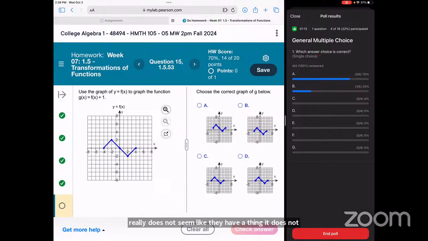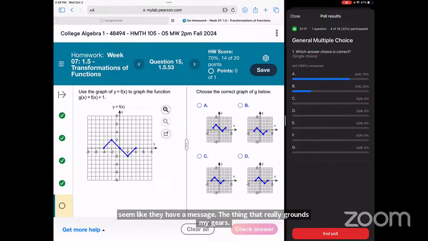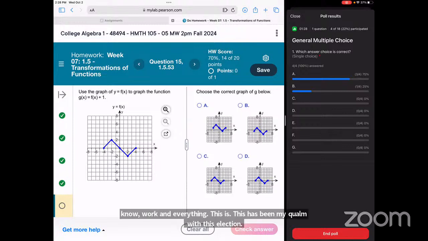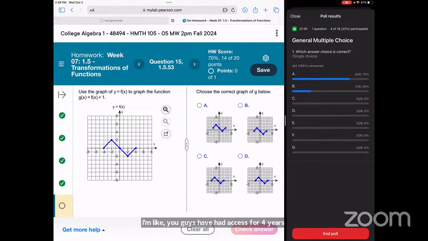The thing that really grinds my gears is they're so willing to give money to illegal immigrants, to Israel, and to Ukraine, but they ain't got nothing for the people that's been here, working everything. This has been my qualm with this election. I'm like, you guys have had access for 4 years, and you keep crapping on us. I don't really care, personally, because I'm not trying to continue what's going on, and I struggle to back the other guy too. So I'm just like, anywho.